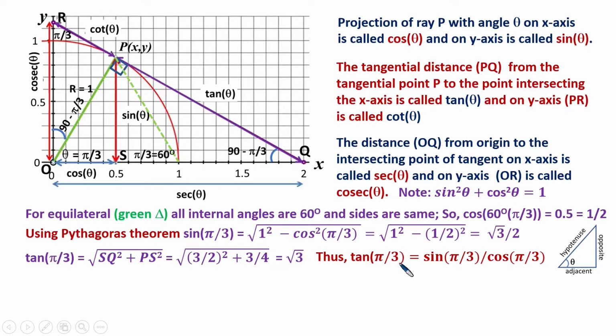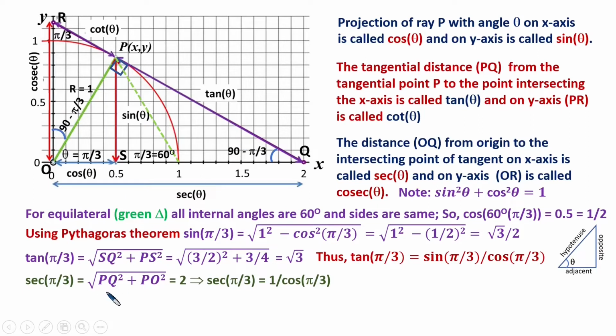Thus I can write tan pi by 3 is equal to sin pi by 3 by cos pi by 3. So here you see sin pi by 3 is root of 3 by 2 divided by 1 by 2, so you get square root of 3. So now, as I said earlier, we will show you this distance is 2. So sec pi by 3 is nothing but, from this distance to this distance, PQ square plus PO square, square root of it.